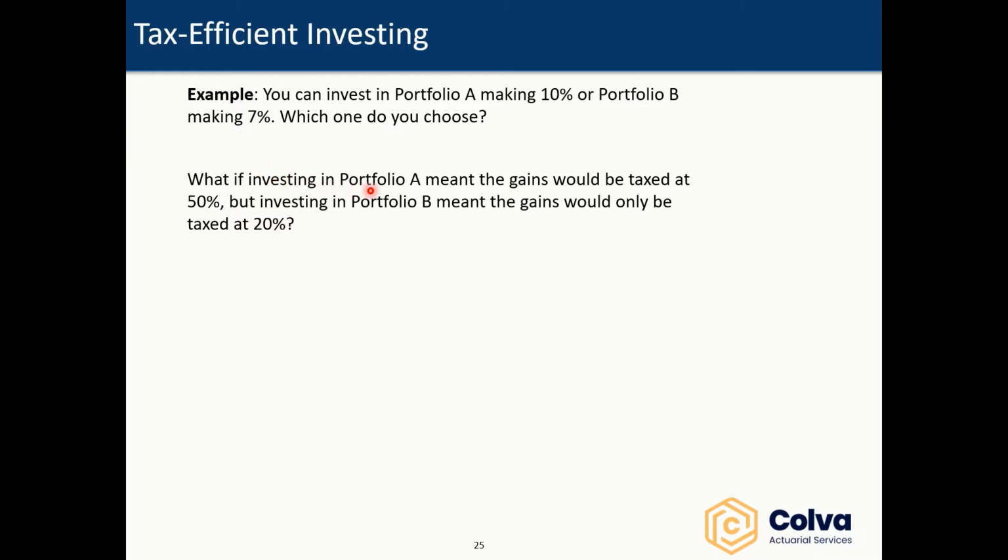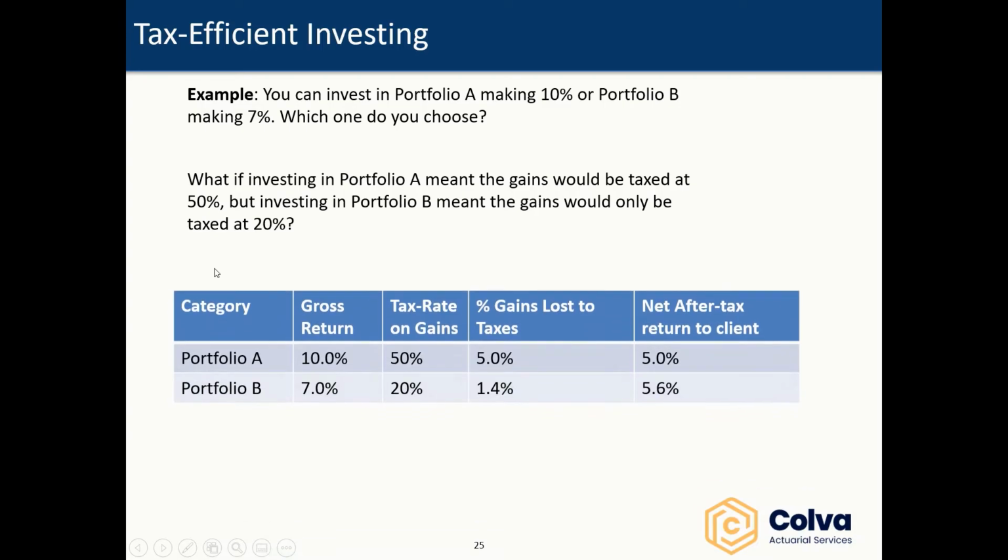So now let's make it a little bit more difficult, right? What if investing in portfolio A meant that the gains would be taxed at 50%, but investing in portfolio B meant that the gains would only be taxed at 20%? Well, now it's a different proposition, right? It's not as simple. You have to do some math here to figure out what's actually better. So let's just do some quick math and look at that, right?